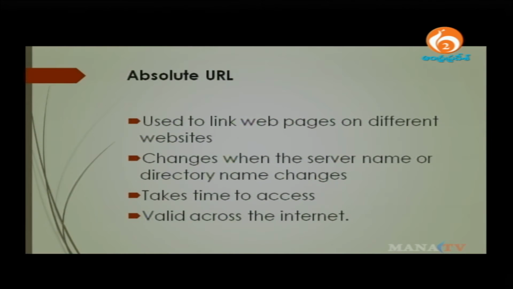Absolute URL is used to link the web pages on different websites. Usually if you want to refer to a different website from our website, then we will use the absolute URL, because we do not know where that other website is present. If it is present on the local machine, then we will represent it in a different way. If it is a different machine, we will represent it in a different way. So, if it is a different website, then we use absolute URL, and it changes when the server name or directory name changes.